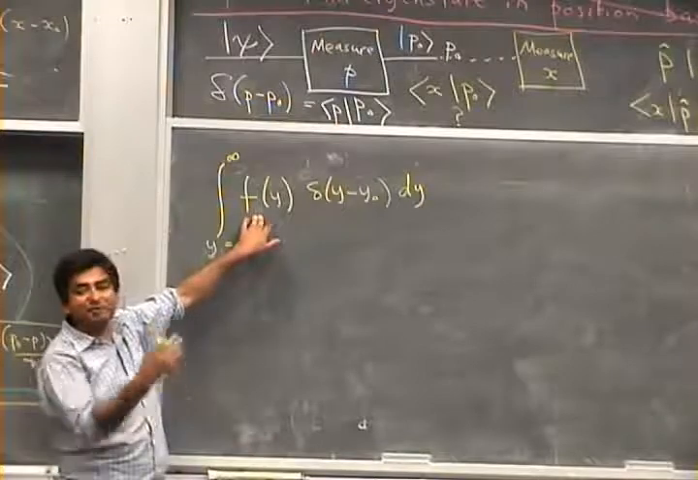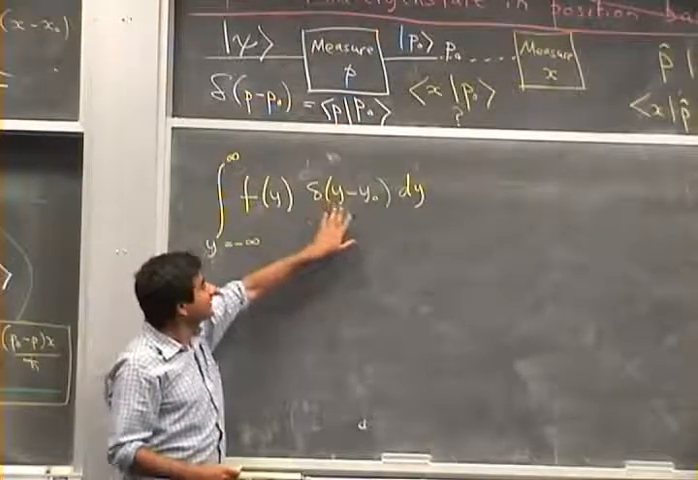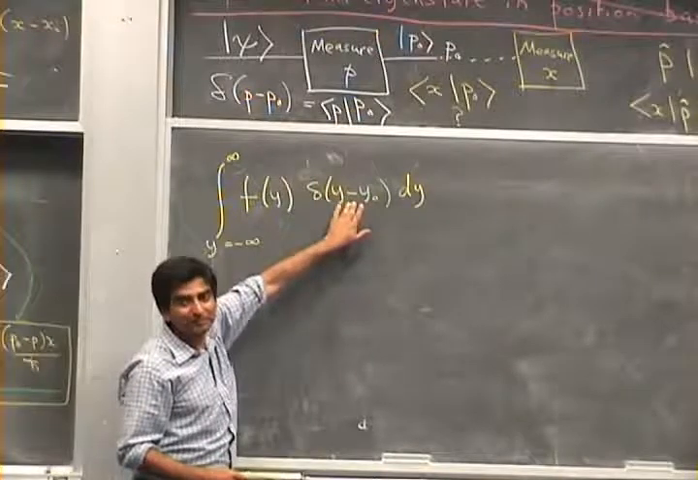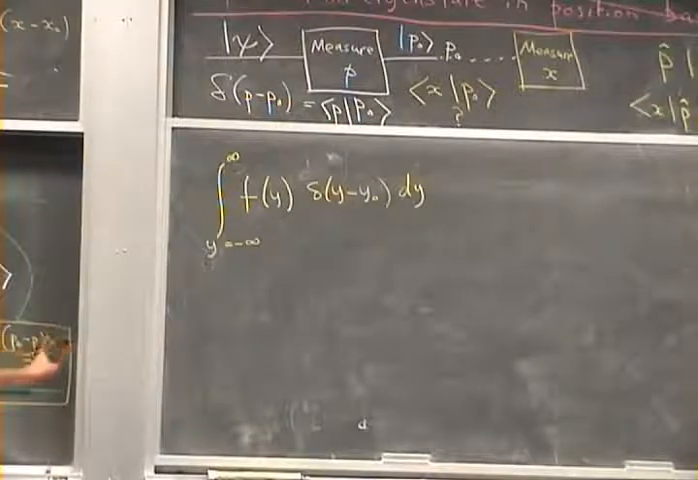Inside the integral there is some function of y and you multiply that function by the Dirac delta function, which is non-zero only when the argument is 0. So, could you tell me what should be the answer of this?